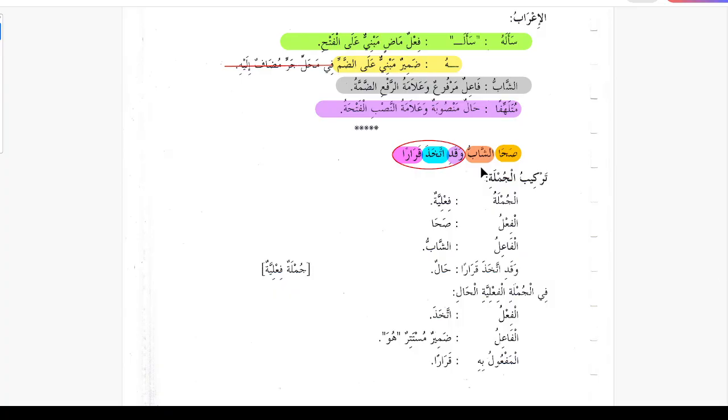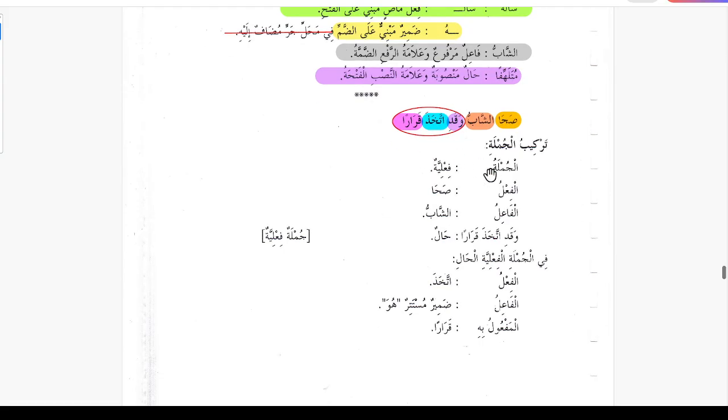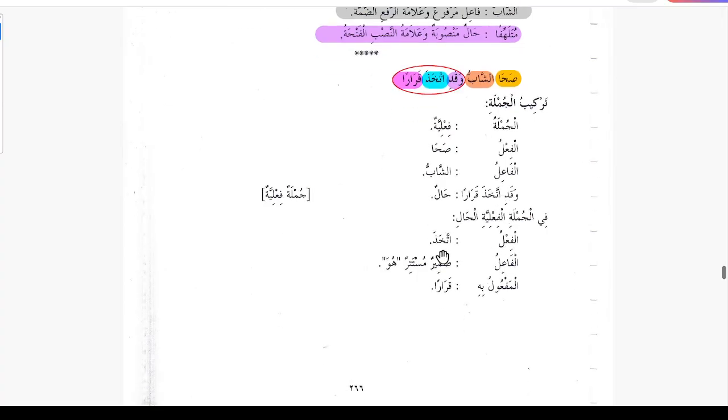Saha ashabu wa qad ittakhaza qiraran. So saha is the verb, so it is a jumla fi'liya, ashabu is the fa'il, and now waqad ittakhaza qiraran is coming as a jumla hal. It is a jumla fi'liya hal, so this is hal jumla. And the fi'l is ittakhaza yattakhizu, and the fa'il is damirun mustatir taqdiruhu huwa, and qararan is maf'ul bihi.